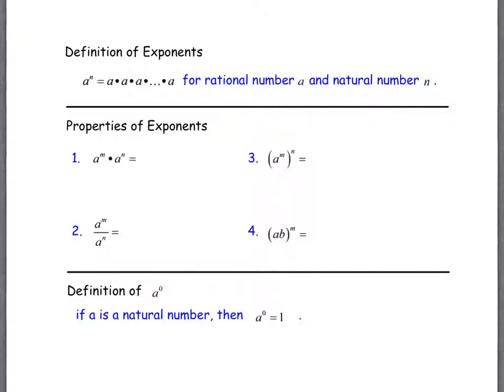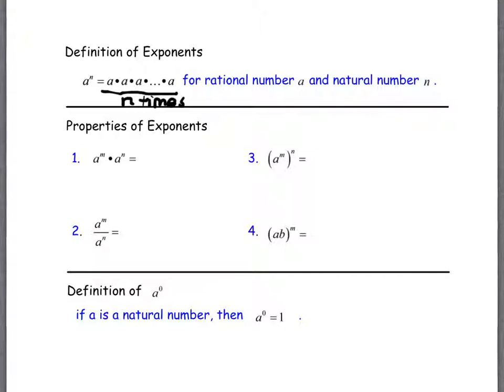If you multiply something together bunches of times like this, and in fact this would be n times, that's the same as writing a to the nth power. We're working with rational numbers a, and actually we're going to be working with whole numbers for the most part in chapter 3, but it actually is true for all rational numbers. And n needs to be a natural number for this to make sense.